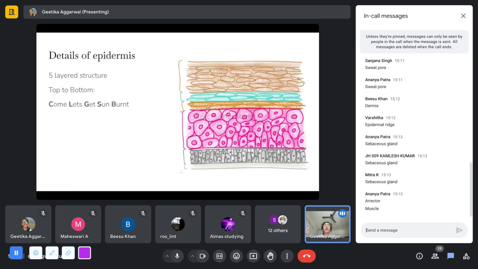So, there are some details about the epidermis. It's a five layered structure. Can you guys tell me what these five layers are? What is this lowermost layer called? So, there are these one, two, three, four, five layers of the epidermis. Let's try and name them in order from the lowermost to the topmost.